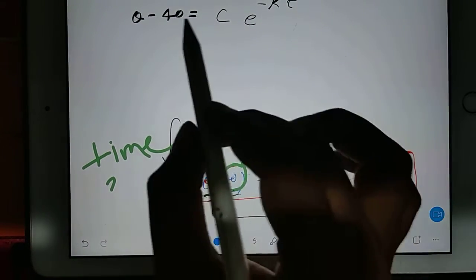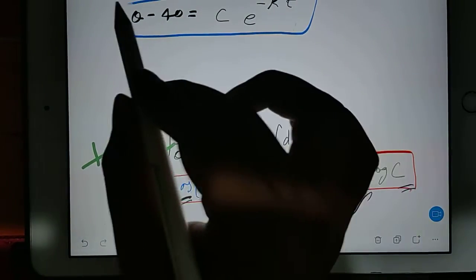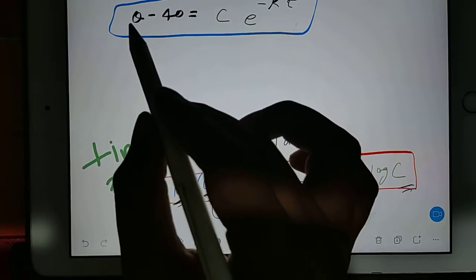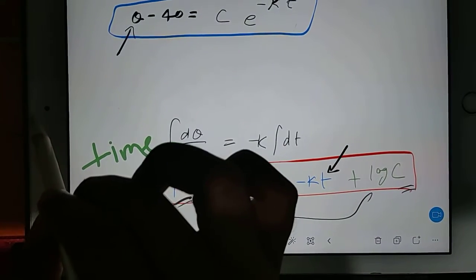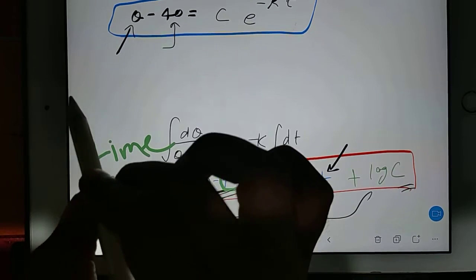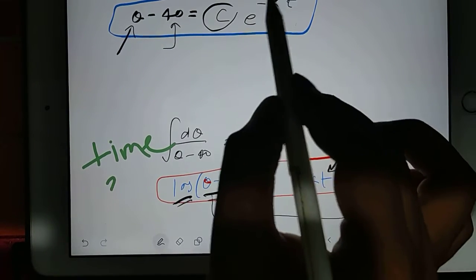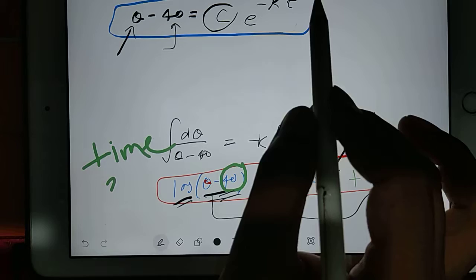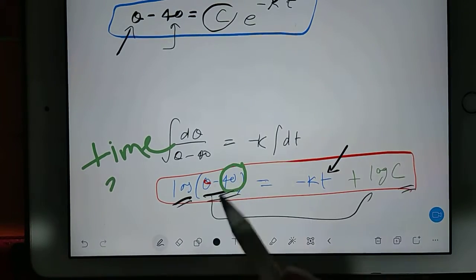Now you see, in this equation, this theta is the body temperature, and the surrounding temperature I have already taken as 40. This c and this k are there. Time will be given every time.